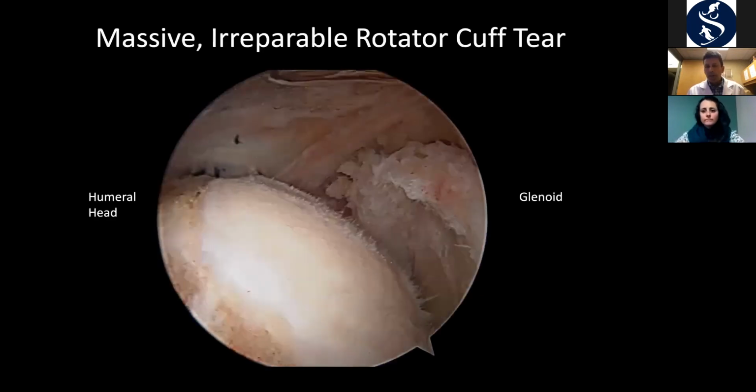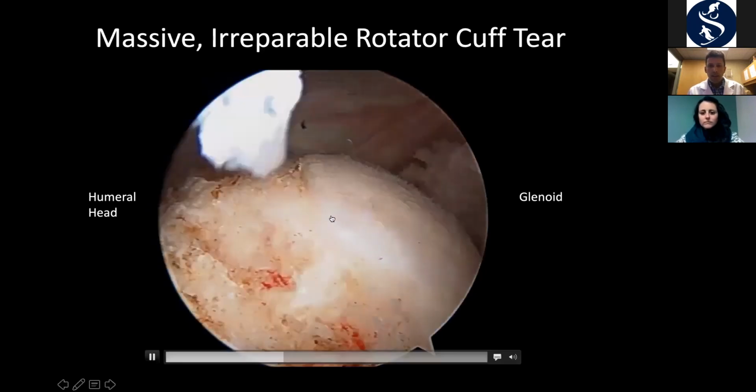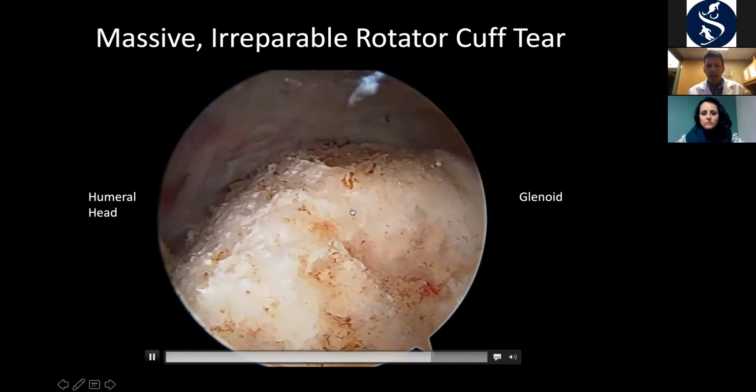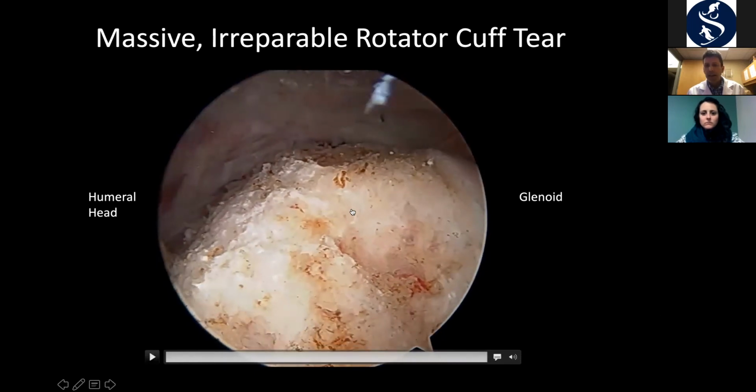So here's a patient with one of these massive tears. Here's the ball you saw over here, the socket. There's just no tendon to repair. They're just not a candidate for repair. They had a tendon in the front of their shoulder that I could fix and one in the back that I could fix, but the one on top is just not fixable.